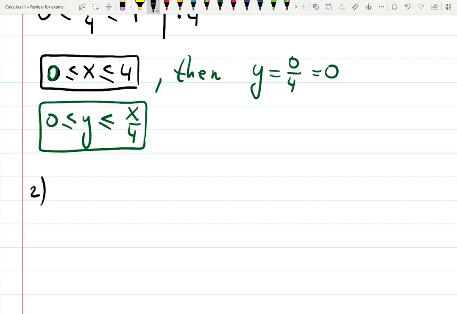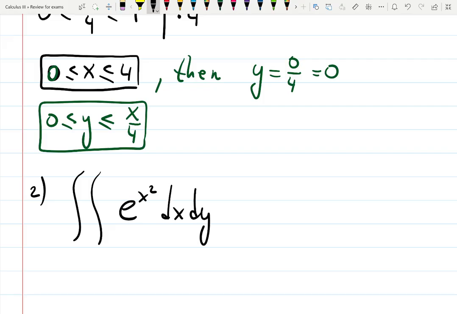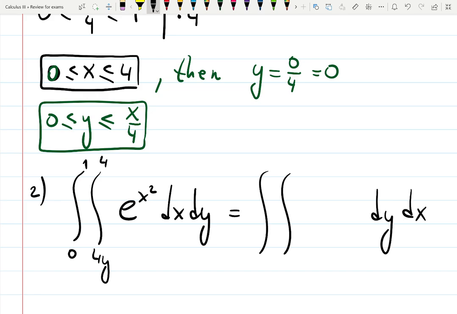Let's write down the integrals. We're going to have two integrals. The whole idea is we used to have e to the x squared dx dy. X is running from 4y to 4. Y used to run from 0 to 1. Now they want us to switch the order, so it will be dy dx. X is outside and it's running from 0 to 4. Y is now running from 0 to x over 4. That's what just happened.